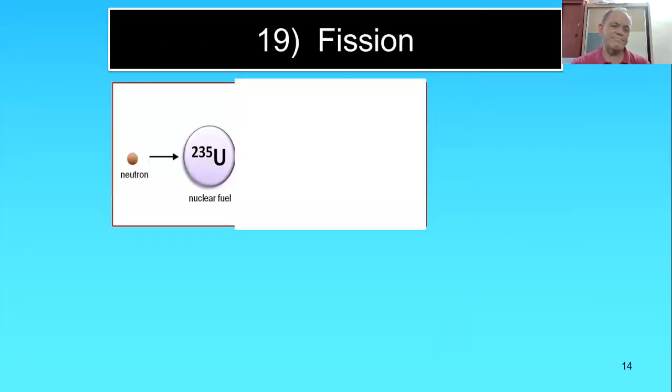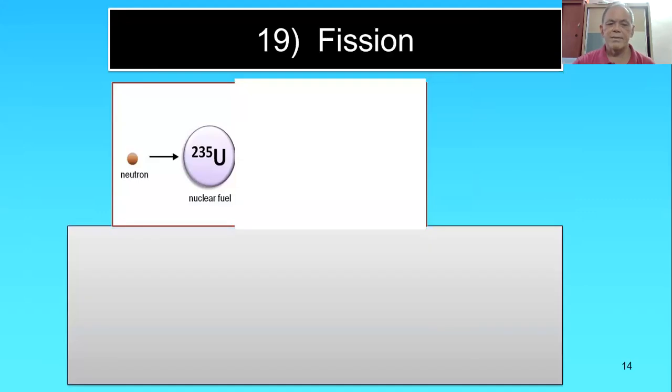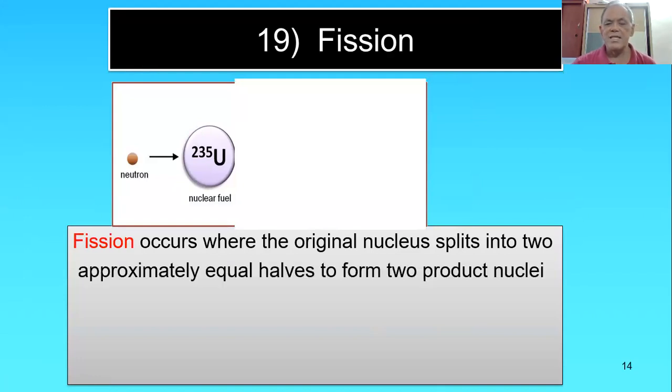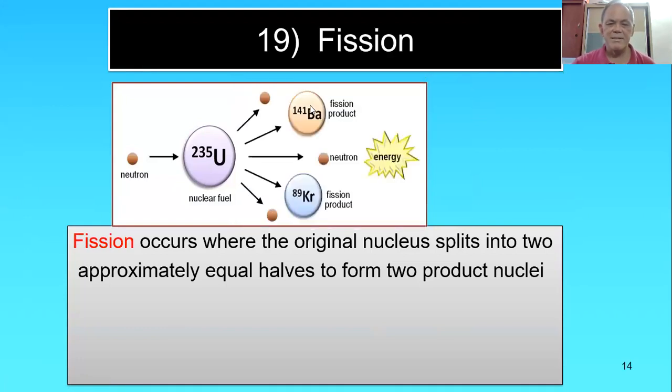Okay, fission. This is the original nucleus. Fission occurs when the original nucleus splits into two. It splits into two. Radioactivity, only one, and then an emitted particle. The two we call daughters are not exactly equal mass, but roughly equal mass. Here in this case, barium and krypton are the daughters, or the fission products. And in this case, there are 3 neutrons released and there is also energy released.